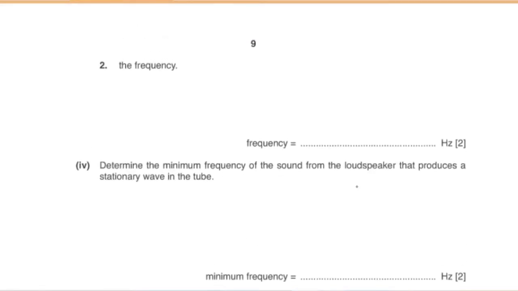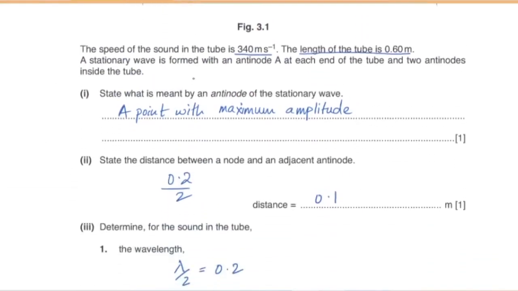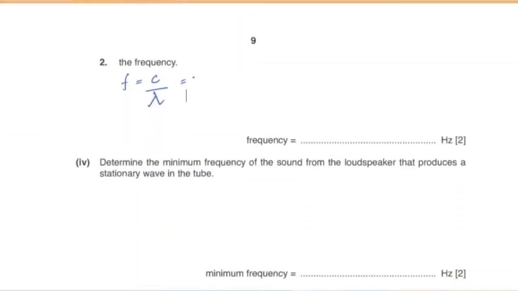Okay, the frequency. So frequency is equal to speed of sound in air divided by the wavelength that forms. Speed of sound in air is equal to 340 meters per second, and the wavelength that forms in the tube is 0.4 meters. So 340 divided by 0.4, that is 850 hertz.